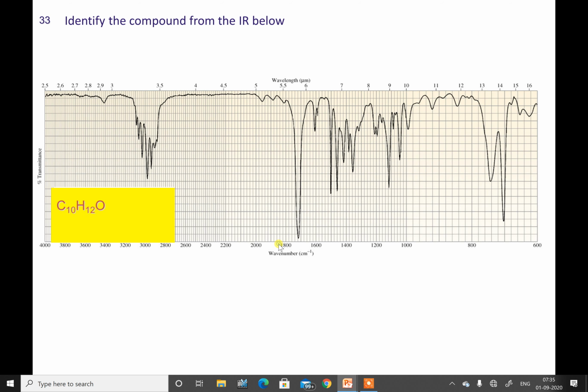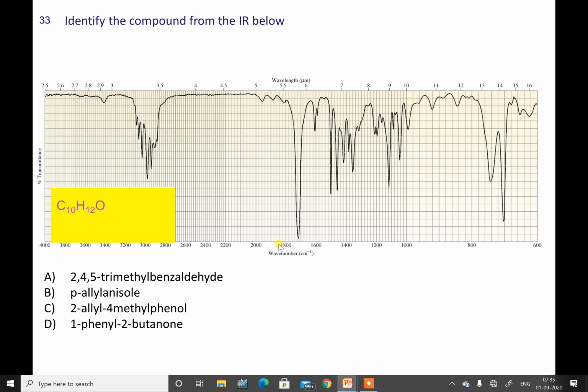Same thing, what is this? These are the options: 2,4,5-trimethylbenzaldehyde, para-allylanisole, para-allyl-4-methylphenol, and 1-phenyl-2-butanone. Now again there is a carbonyl. This carbonyl is well above 1700, but not 1750, so it has to be an aldehyde or ketone. These are definitely ruled out, and it goes more in favor of 1-phenyl-2-butanone.